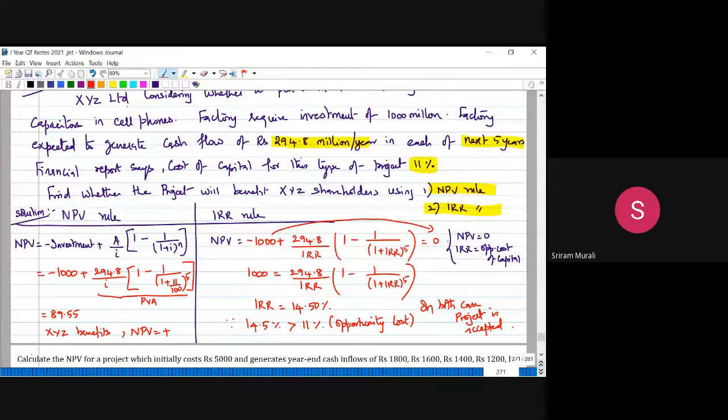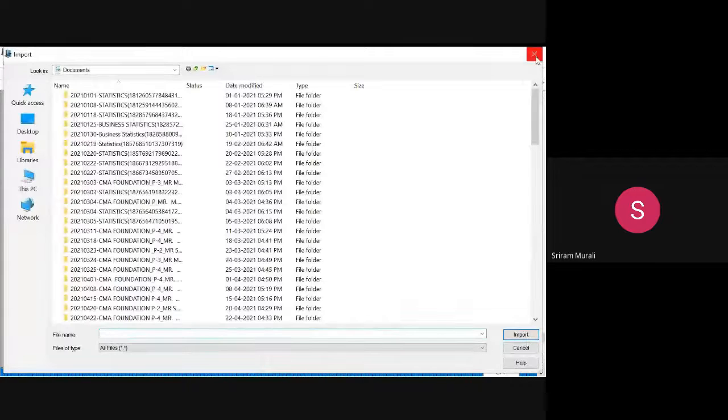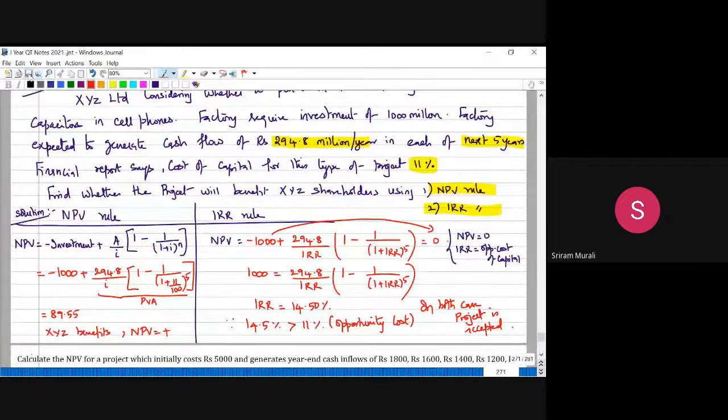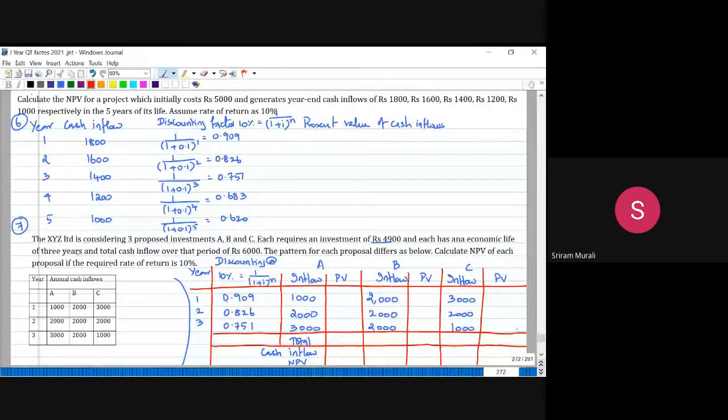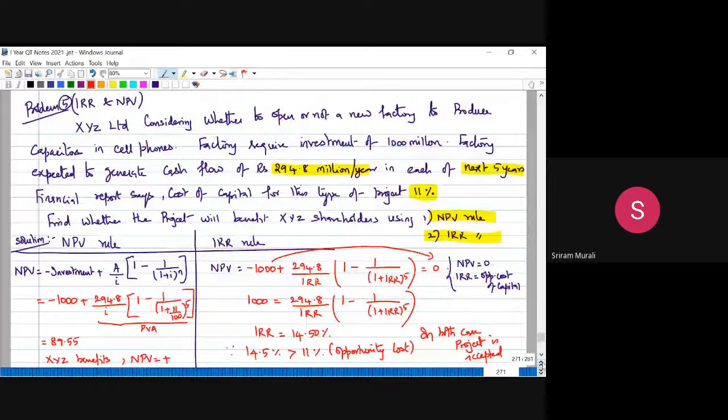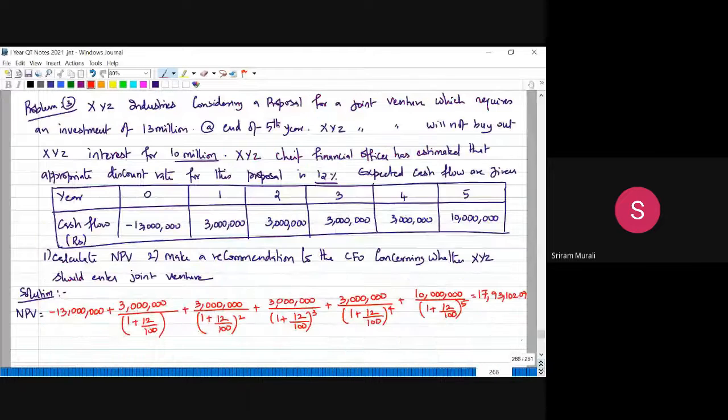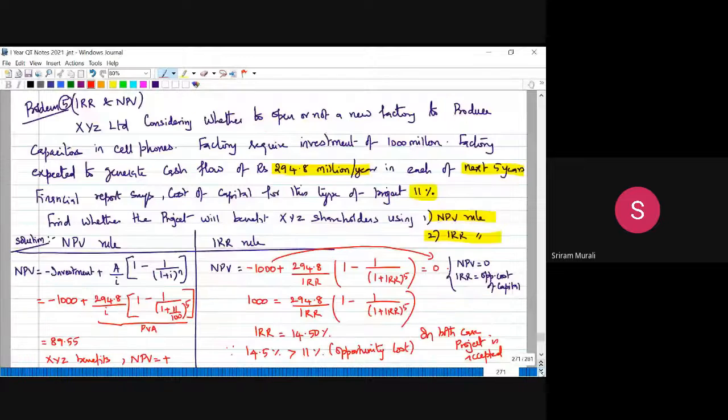Have you all understood? Yes, sir. Another important question for your CA final: they may ask you to compute the net present value of the project. Initial investment is 5,000. It generates the same cash flows as what I discussed in the first problem. We are going to do the same, but that was in a horizontal layout, and now it is in vertical columns.